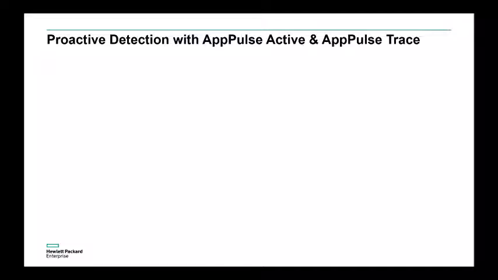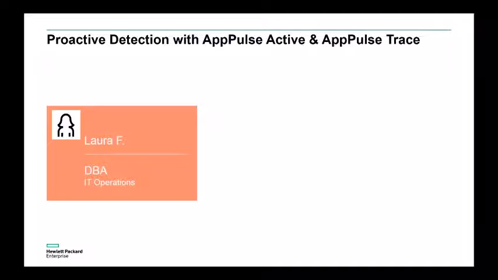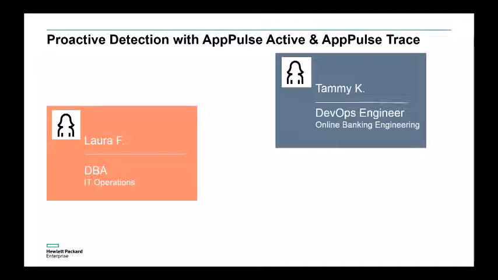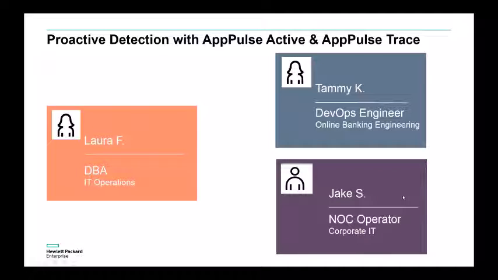In this particular case, we're going to look at a little story, and this will involve Laura, the DBA for IT operations, Tammy from the engineering team, and Jake, the NOC operator. Tammy is the DevOps engineer, and she is one of the few engineers responsible for service delivery. Those are the people responsible for operations and Tier 2 support. And the engineering team works only during business hours. Off business hours, the application is monitored by the NOC team. And in case problems are detected, an on-duty engineer from the engineering team is brought in.